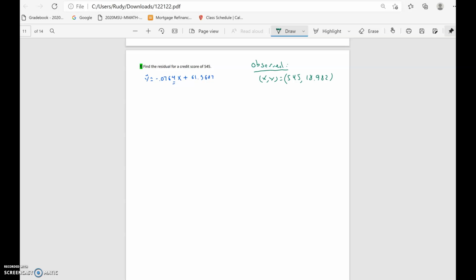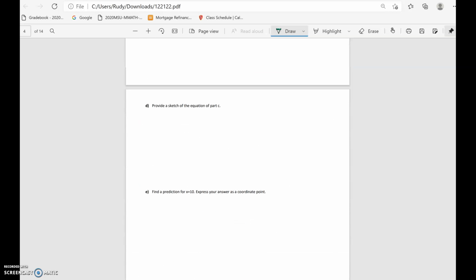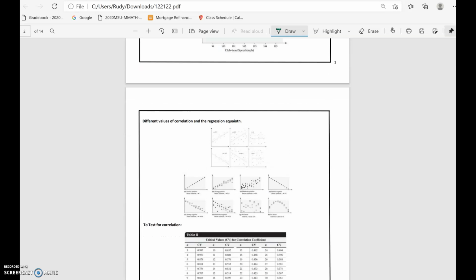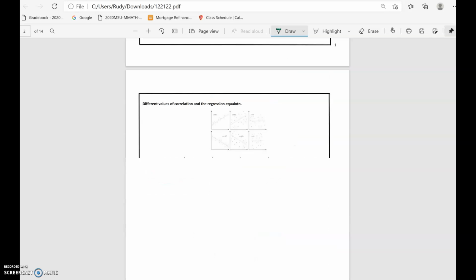Hi class, let's take a look at problem part F. They're asking for the residual. I'm just going to point out the formula. The residual happens to be the actual distance from the coordinate point to the line. So in terms of a formula, it'll be the observed y minus the predicted y value.